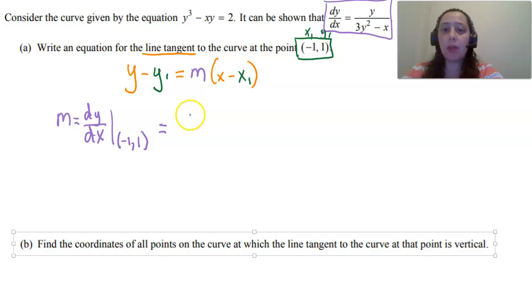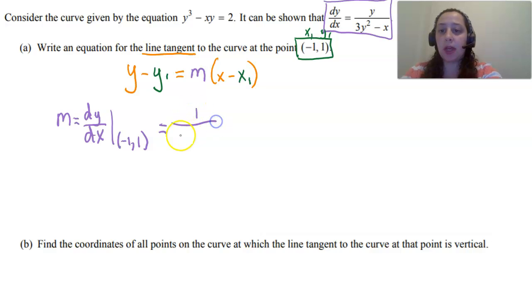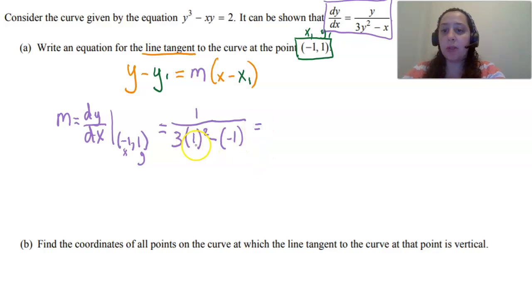So our y value is 1, divided by 3 times our y again squared minus our x, which is -1. So if I simplify this, 1 squared is 1, 3 minus a negative is plus, so 3 plus 1 is 4, so it's 1/4. Now you don't need to simplify if it's a free response question. In fact, you can just write this whole messy thing as long as there's no variables as the m.